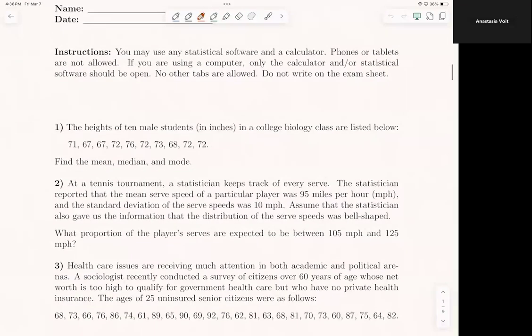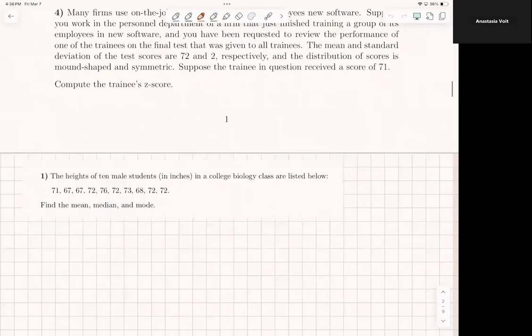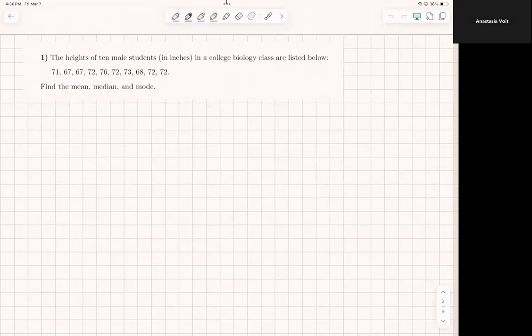Okay. Now next, let's go to this sample exam, right? We have several questions here as well. This one is mostly done by the calculator, but you can definitely do that by hand. That's totally fine with me. So first question is the heights of 10 male students in the college biology class are listed below. We have 71, 67, 67, 72, and so on, right? So we want to find mean, median, and mode.